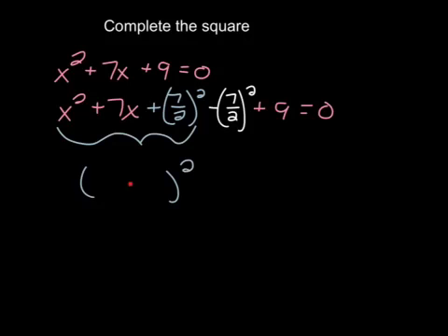It's going to be a sum because this middle term is a plus, so it's going to be a plus between here. The first term is the square root of this first term, which is an x. The second term in this binomial is the square root of 7 over 2 squared, which is just 7 over 2.